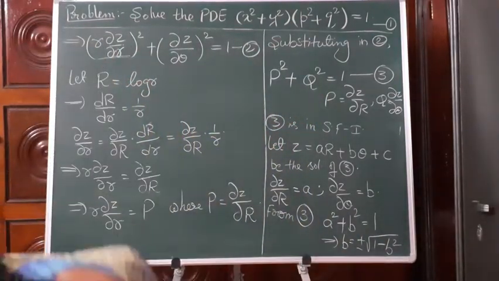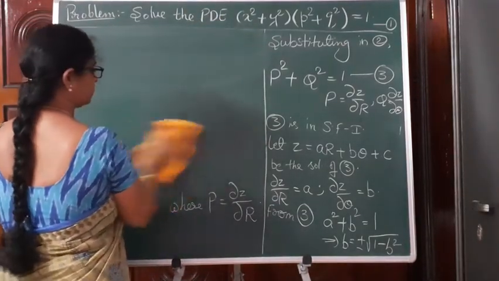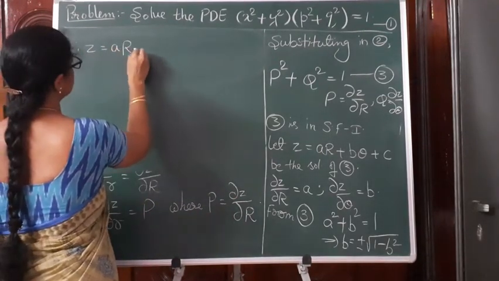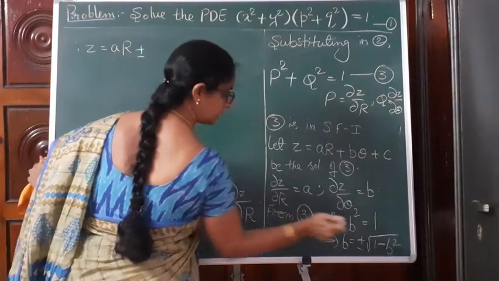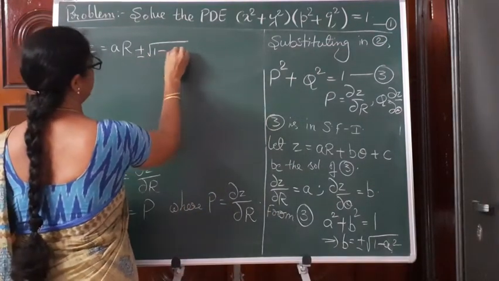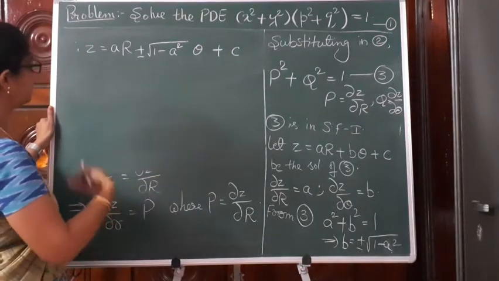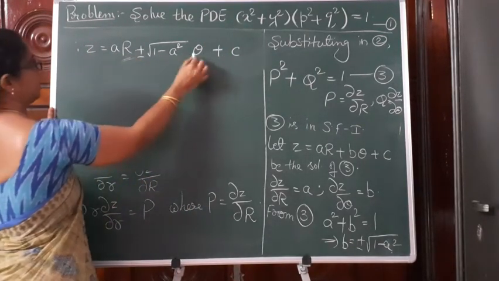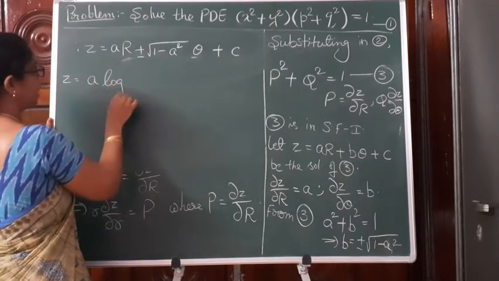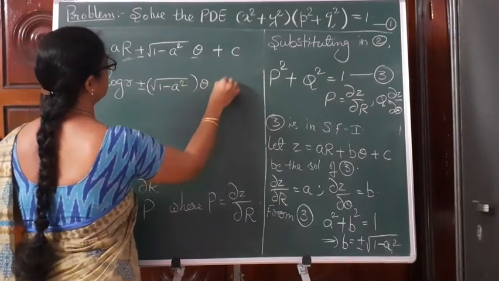Therefore, what is the solution now? z is equal to aR plus, what is b? b is plus or minus square root of 1 minus a square, into theta plus c. This is the general solution. Now let us resubstitute the values here. What is capital R and capital theta? So z is equal to a into, what is capital R? It is log R, plus or minus square root of 1 minus a square into theta plus c.